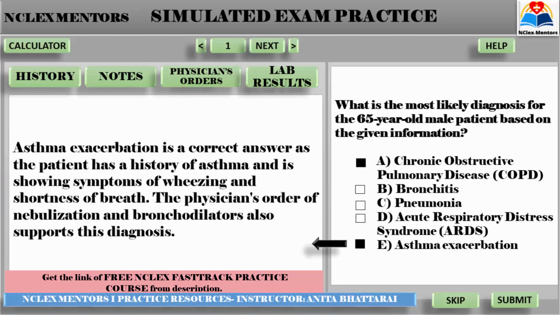E. Asthma exacerbation is a correct answer as the patient has a history of asthma and is showing symptoms of wheezing and shortness of breath. The physician's order of nebulization and bronchodilators also supports this diagnosis.